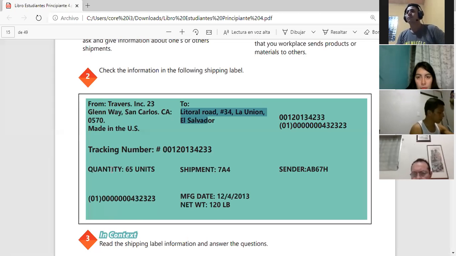Then, quantity. Quantity, 2 units, 3 units, 4 units. Then, shipment. What is shipment? Número de envío. Exactly. And then we have sender. What is sender?